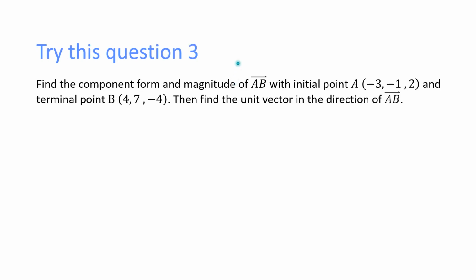Try this question number 3. You have to find the component form and magnitude of vector AB with initial point A, -3, -1, 2, and terminal point B, 4, 7, -4. Then find the unit vector in the direction of vector AB. Try attempting this question, and when you have finished, you can play this clip again.